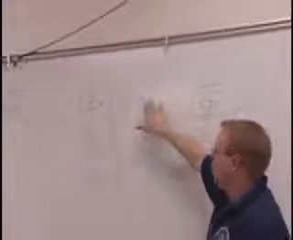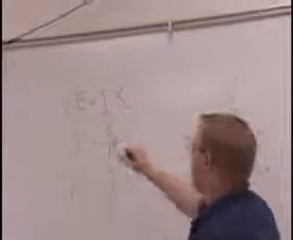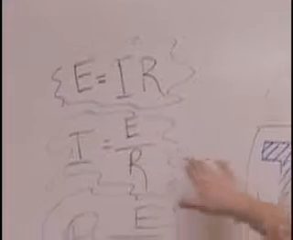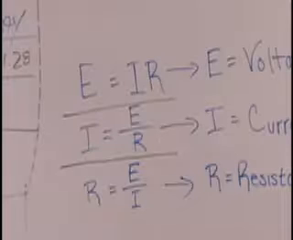Now, what this means is, in order to find the voltage, which is E, all you need to do is multiply the current and the resistance. To find the current, all you need to do is divide the voltage by the resistance. To find the resistance, all you need to do is divide the voltage by the current. And that's the basic way to find Ohm's law.